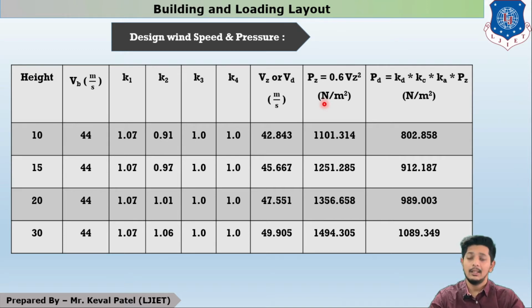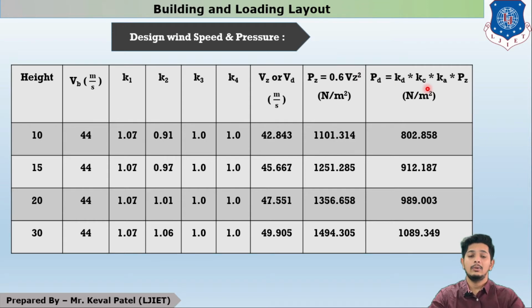Pz is nothing but 0.6 into Vz square. So we have got Vz, I will do its square and multiply it with 0.6. So I'll get Pz as shown in the table. After Pz, I will calculate Pd, design wind pressure Pd. Now its unit will be Newton per meter square. Keep that in your mind.